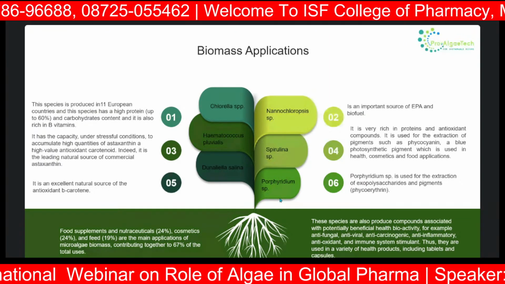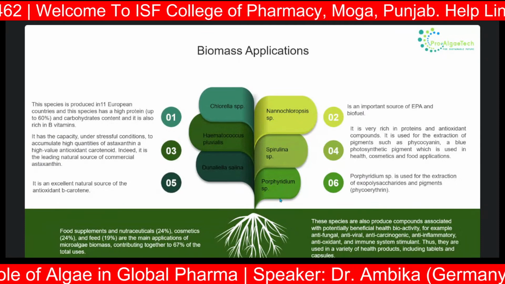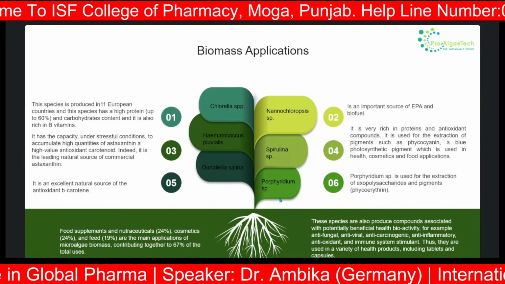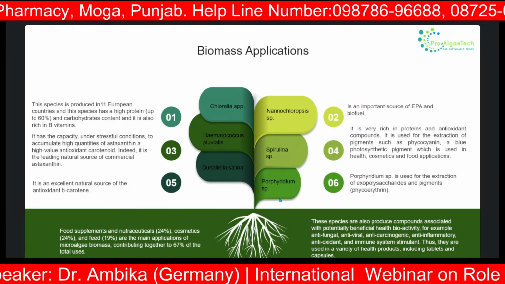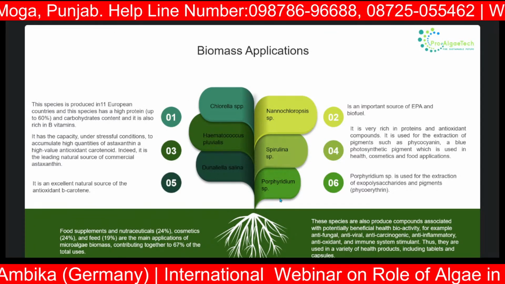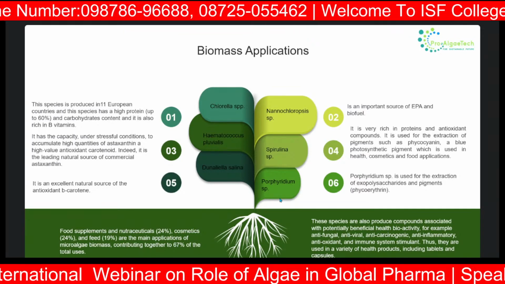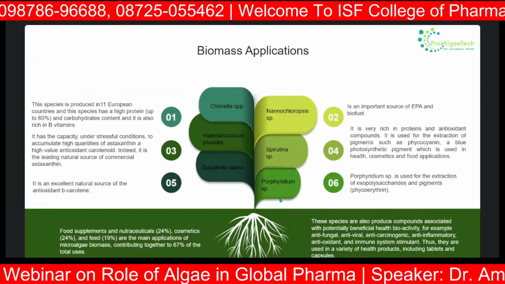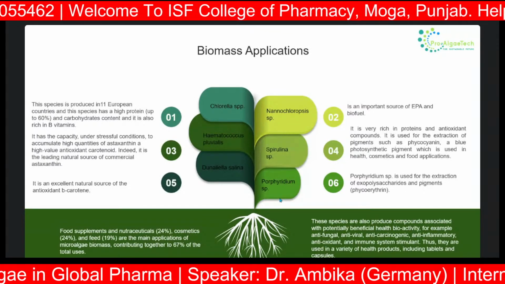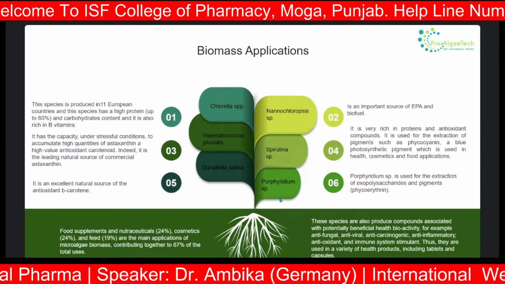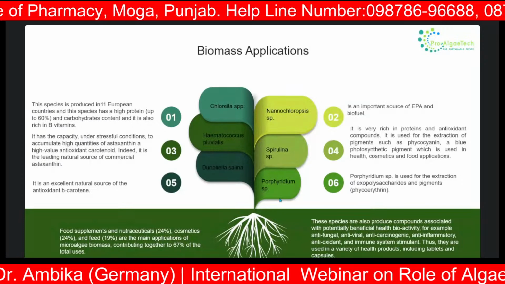So, not only as a food supplement or nutraceutical, but also in cosmetics and the feed industry, these applications have been diversified. For example, astaxanthin and phycocyanin are in high demand in cosmetics as natural colors, and astaxanthin also plays a very important role in shrimp feed, because it gives a natural orange color to the shrimp, and uniform growth can be seen in the shrimp after you start giving astaxanthin as feed.